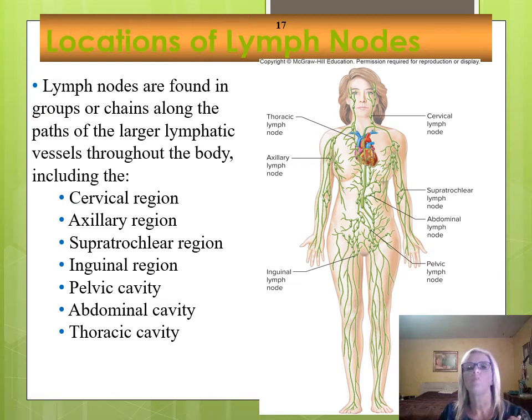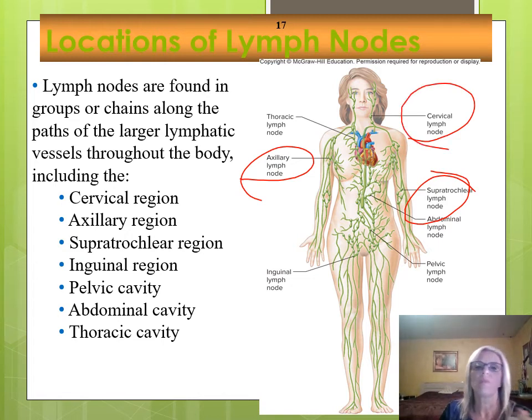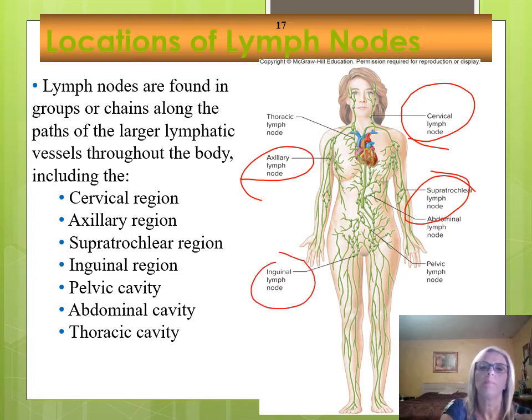Then we have the supratrochlear region, which is going to be near the elbow, and that often gets inflamed due to cuts and scrapes on things like the hands. You can see that's here. Here's the axillary, cervical. We also have the inguinal region, which drains the lower limbs, external genitalia, and lower abdomen. And the pelvic cavity is going to drain the pelvic viscera, some in the abdominal cavity to drain the abdominal viscera, and the thoracic cavity, you'll find some for the thoracic viscera and inner thorax.